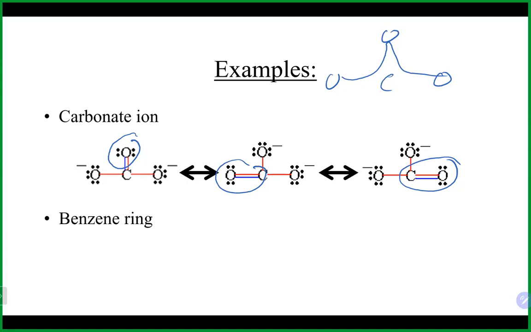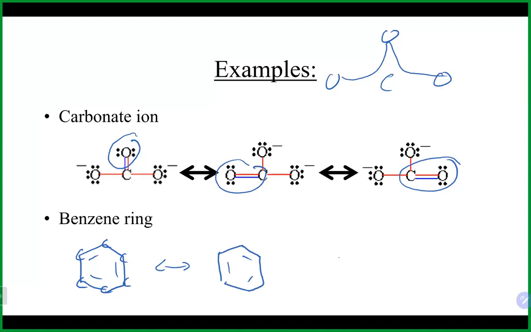Benzene ring, we won't come across too much, but it's an organic molecule. And it's a 6-carbon molecule that has 3 double bonds. Each of these points are carbons. And you could draw a resonance structure where the double bonds are on the opposite side.